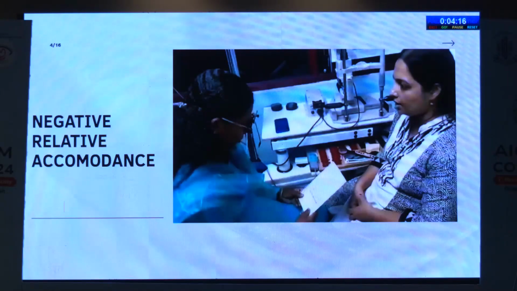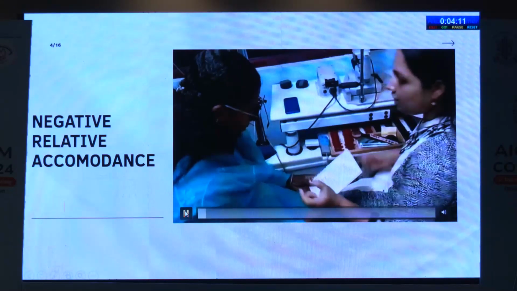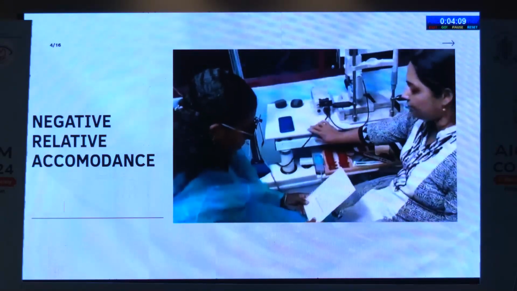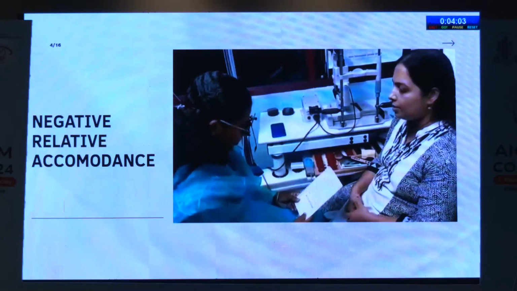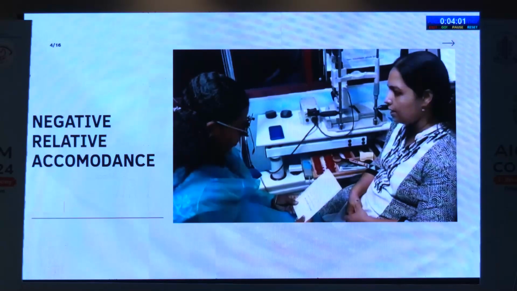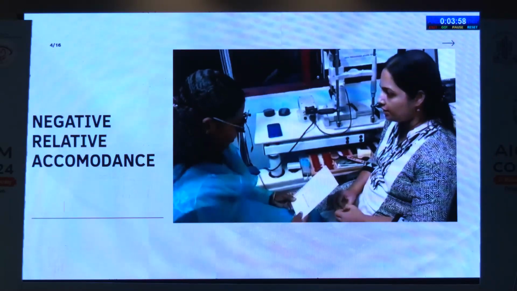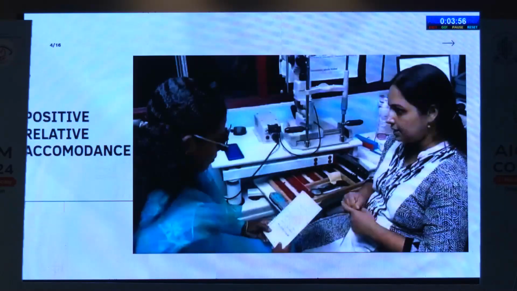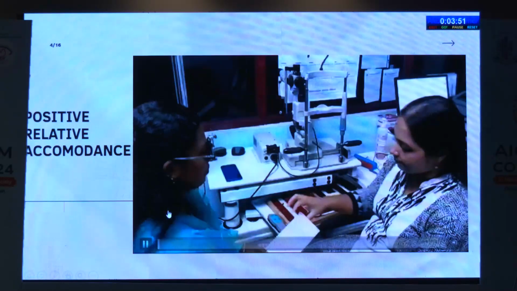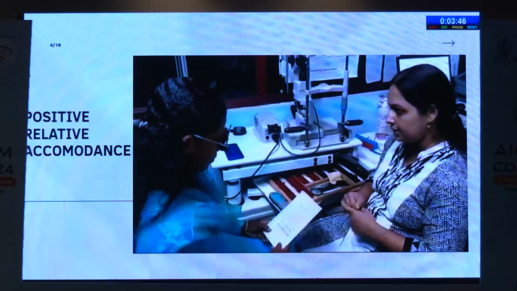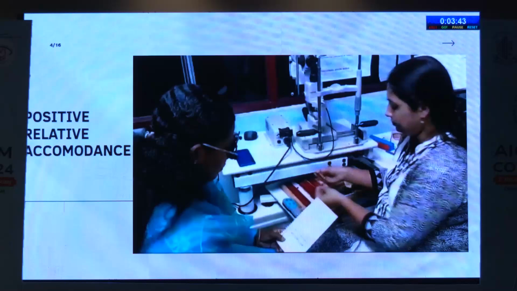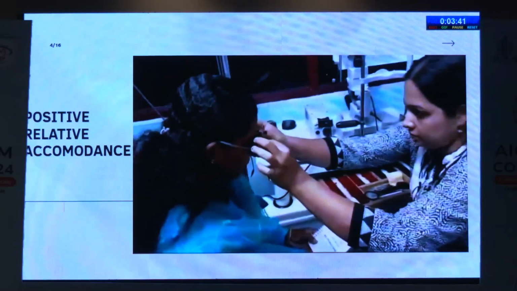Coming to negative relative accommodation. Here you ask the patient to concentrate on the N8 letter, and you are testing the relaxing ability. You put plus 0.25 diopter lenses in increments until the patient sees a sustained blur. That is taken as the NRA value. Similarly, to test positive relative accommodation, instead of plus, you use minus, as here you are testing the stimulating ability. You put minus 0.25 diopters in increments until the patient sees the sustained blur. That is your positive relative accommodation.